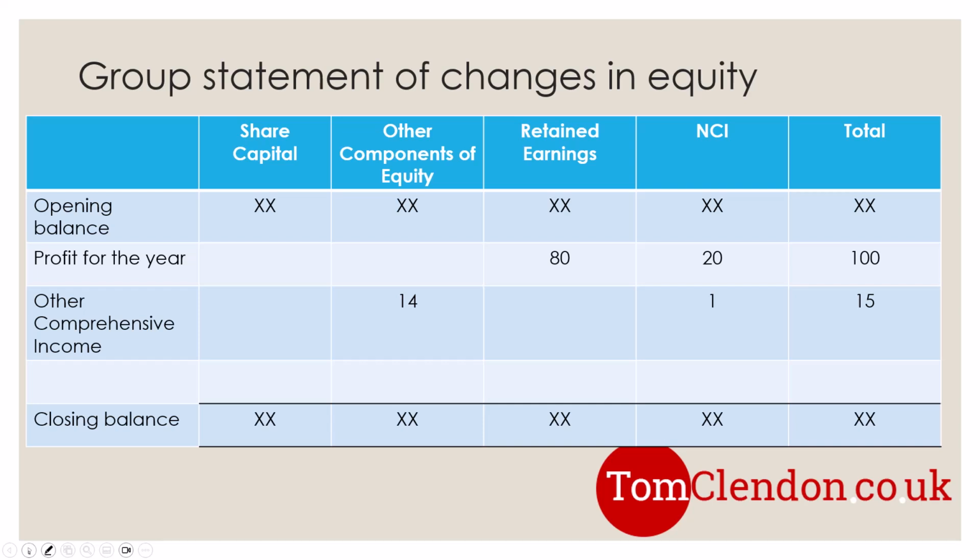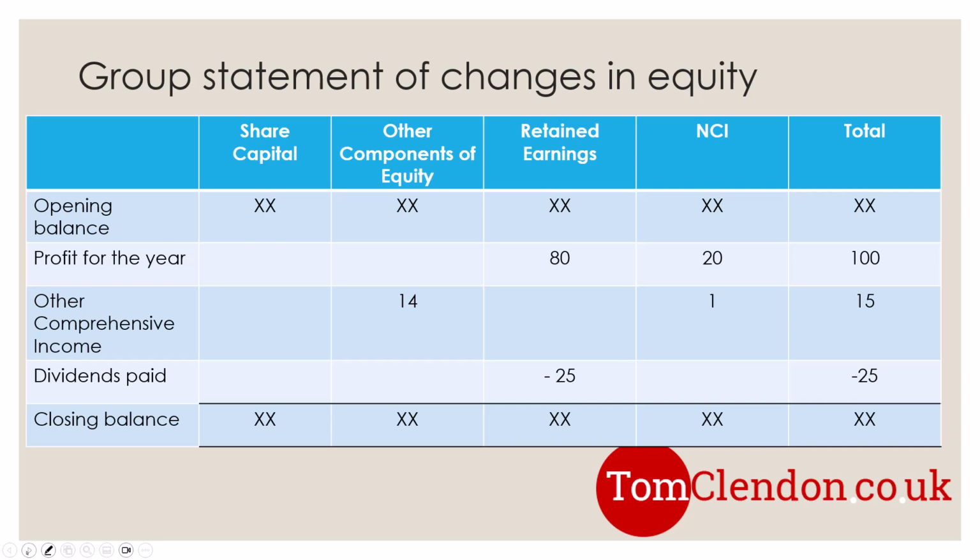And I'm using the same numbers. The overall gain was 15, of which the NCI had 1, and therefore other components of equity of the group goes up by 14. One last twist. It's the group retained earnings. So although we've made a profit of 80, we may not have kept it. There is a dividend paid in this example of 25. And the dividend paid to the equity shareholders is not an expense. It wasn't in the P&L. Dividends paid are not an expense.